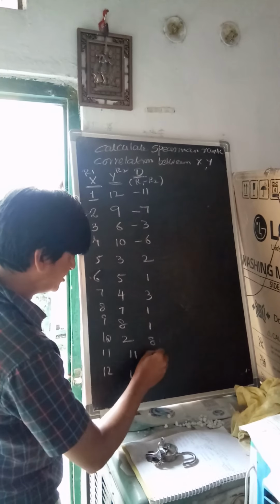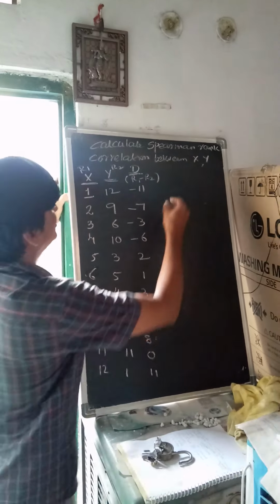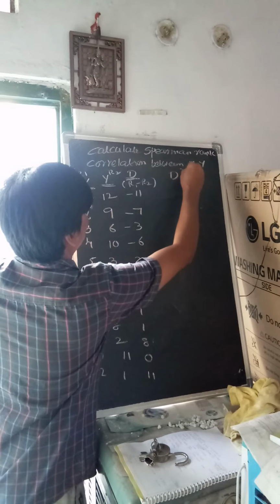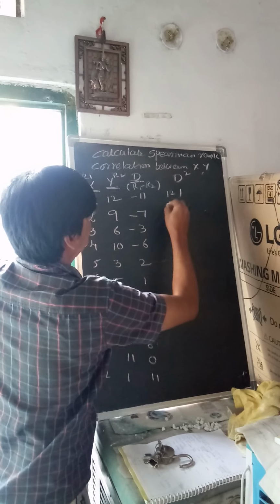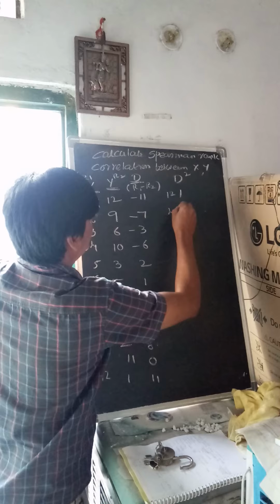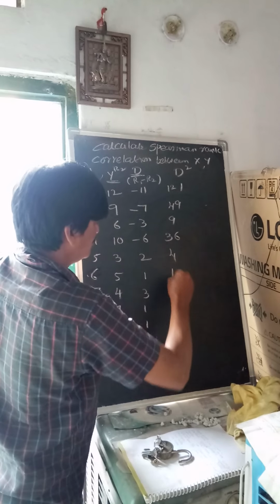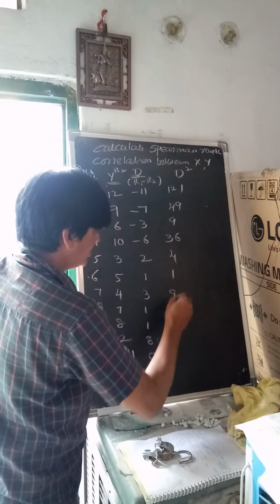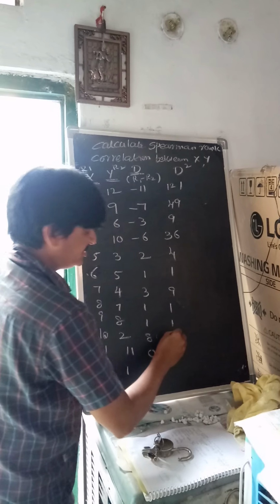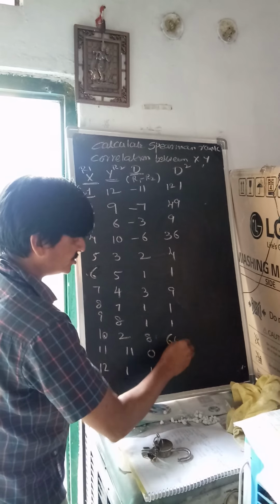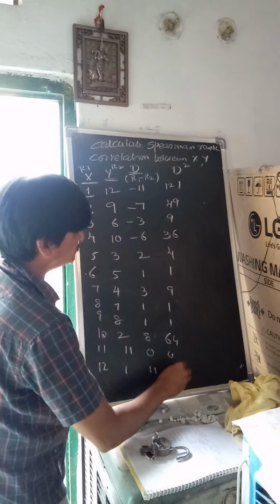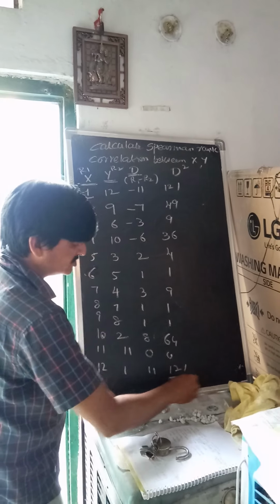1, 8, 0, 11. Then d square: 11 into 11, 121; 7 into 7, 49; 9, 36, 4, 1; 3 into 3, 9; 1, 1, 8, 8, 60, 4, 0, 121. Let us make the total of this.